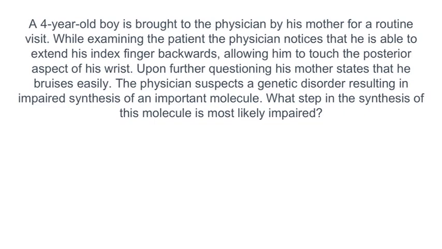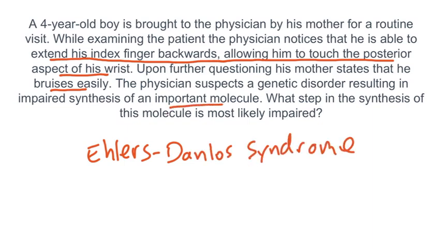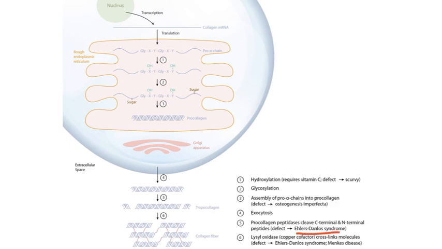Hopefully from the question stem, you notice that this boy has hypermobile joints because he can extend his index finger backwards, allowing him to touch the posterior aspect of his wrist. He also bruises easily. These findings are consistent with Ehlers-Danlos syndrome. The important molecule being described is collagen. From the overview figure, we can see that Ehlers-Danlos syndrome is caused by deficiencies of procollagen peptidase or lysyl oxidase. So in answer to the question, either cleavage of procollagen terminals, so the N terminal and the C terminal, or formation of cross-links may be impaired in this individual.